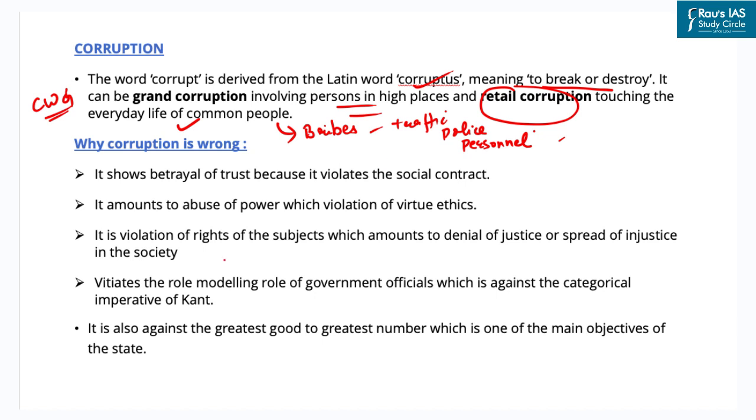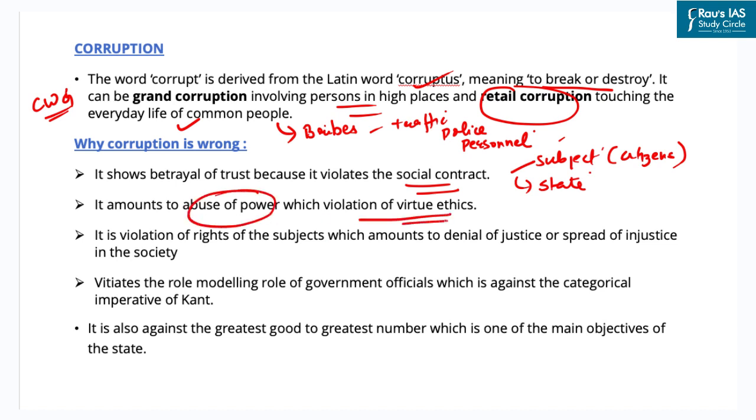Corruption is a betrayal of trust as it violates the social contract between the subject, that is the citizens of the country, and the state. Further, corruption also amounts to abuse of power and is a violation of virtue ethics. With the powers that are vested in the hands of a few, the power has now been abused, and thus corruption goes against the very virtue of justice also. Thirdly, corruption is a violation of the rights of the subjects, which amounts to denial of justice or leads to the spread of injustice in society.